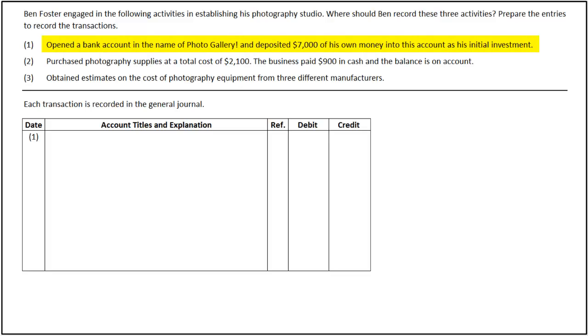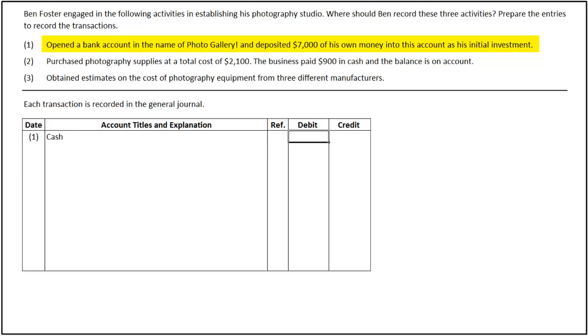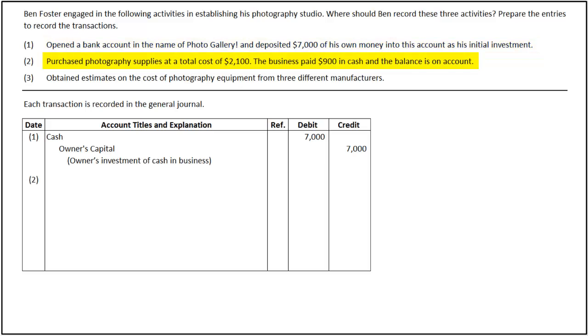In the first activity, Ben opened a bank account in the name of Photo Gallery and deposited $7,000 of his own money into this account as his initial investment. This transaction will be recorded in the general journal by debiting cash, an asset account, for $7,000 and crediting owner's capital, an equity account, for the same amount. Note that an asset account will have a normal debit balance and an equity account will have a normal credit balance.